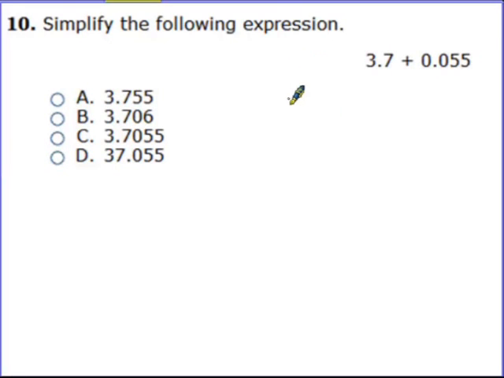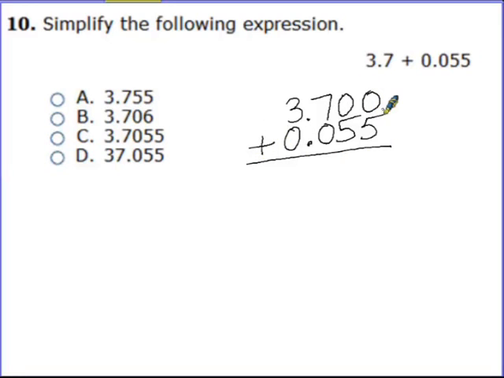Okay, same sort of problem. I've got 3.7. I gotta make sure that my decimals are lined up. So that gives me 0.055. That gave me 2 empty spots here. So I'm gonna fill it in with zeros. 5 plus 0 is 5. 5 plus 0 is 5. 7 plus 0 is 7. And 3 plus 0 is 3. So my answer would be A.